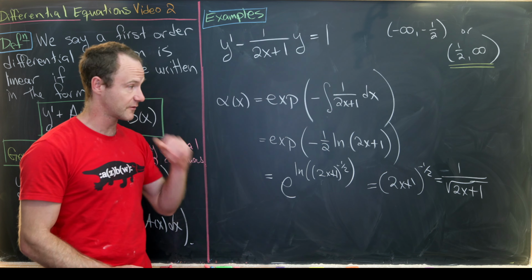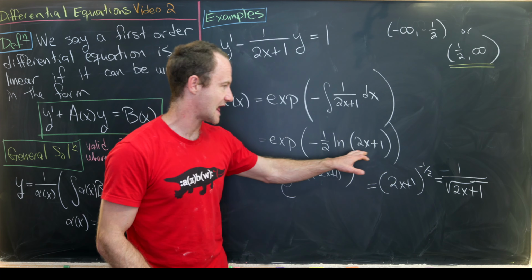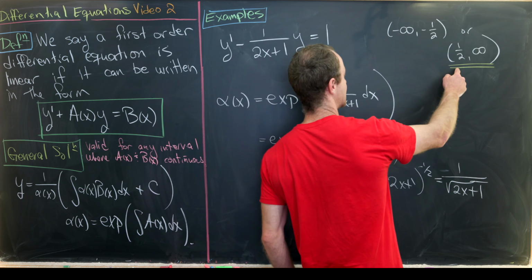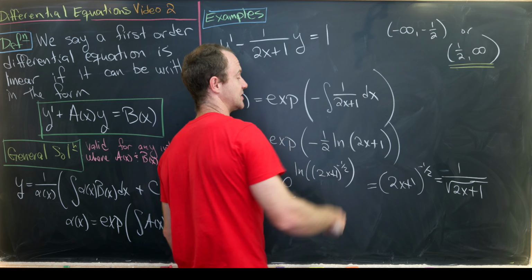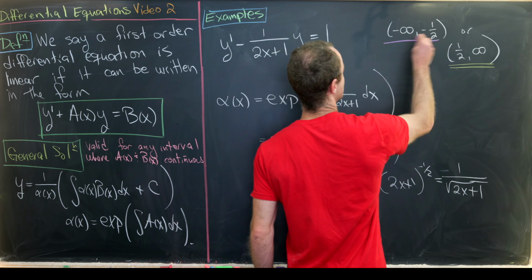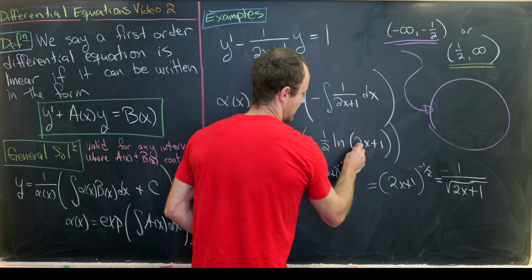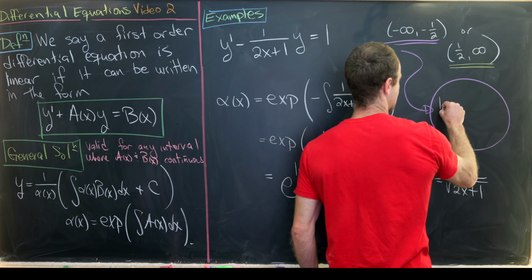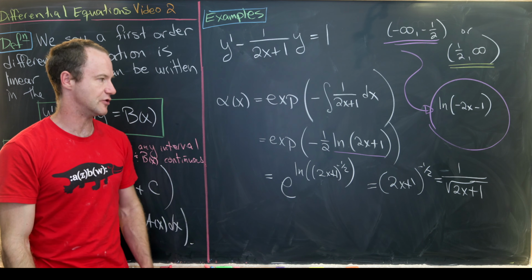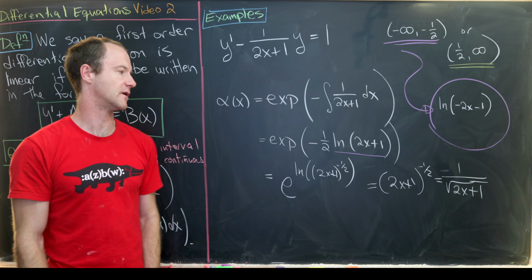And I guess I should be careful here and note that when I took my antiderivative, I did not have an absolute value there. And I didn't need an absolute value because we're working in the interval where this function is positive. Now notice if we were working in the interval where this function was negative, so let's maybe do a little bubble around that, then this thing right here would end up being something like the natural log of minus 2x minus 1, because taking the absolute value of a negative number is just like negating it. Okay, so you have to be careful about that.